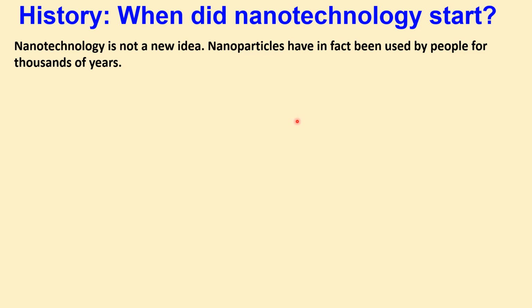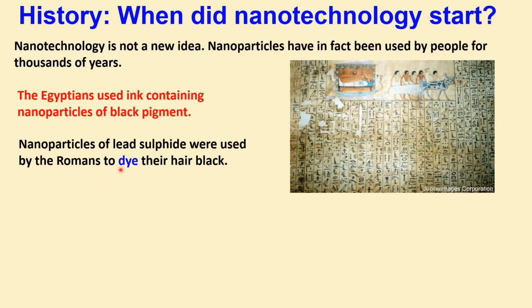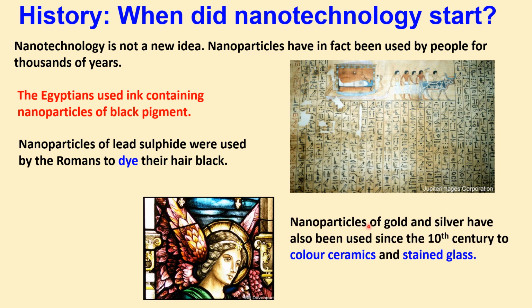Now we briefly discuss the history. Nanotechnology is not a new field, and it has been used by people for thousands of years. Egyptians used nanoparticles of black pigment as ink, and nanoparticles of lead sulfide were used by the Romans to dye their hair. Also, nanoparticles of gold and silver have been used since the 10th century in stained glass and to color ceramics.